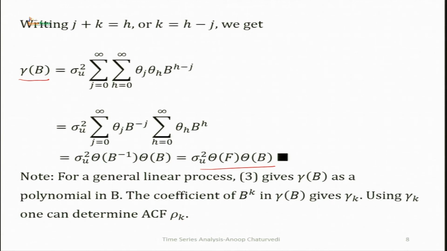So, what you have to do, just simply multiply theta b by theta b inverse, collect different powers of b, b to the power 0, b to the power 1, etc. Of course, you have to multiply by sigma square u also, and then suppose you have to obtain gamma k, then you just look at the coefficient of b to the power k in this expression, and that gives you gamma k.